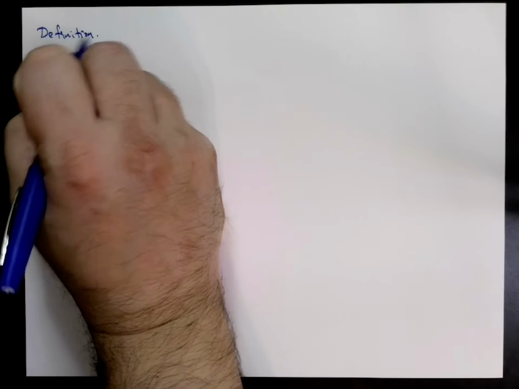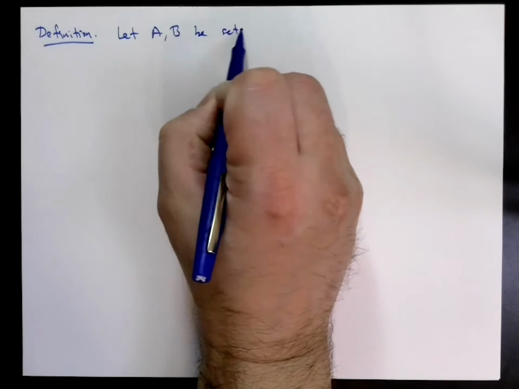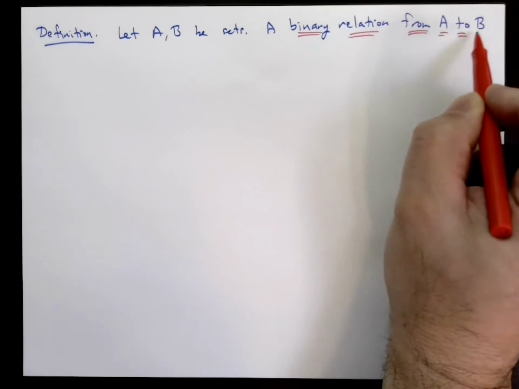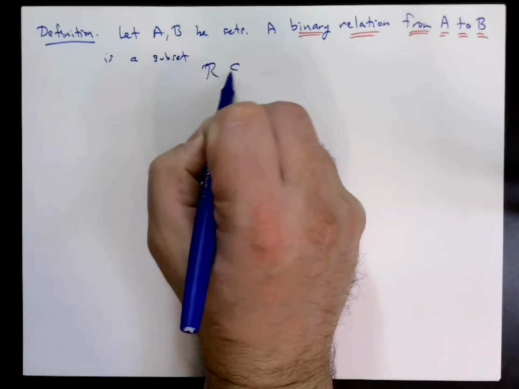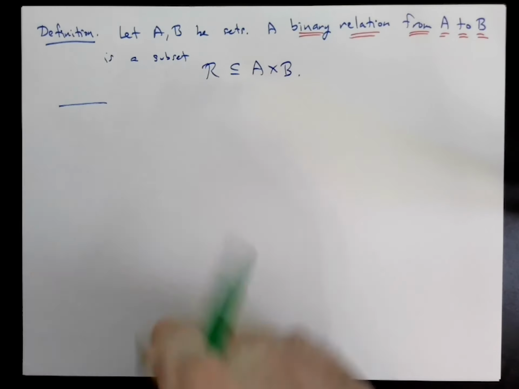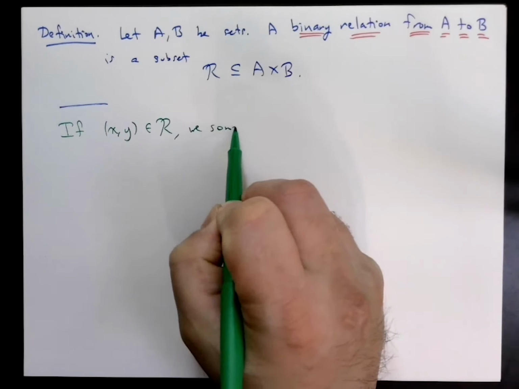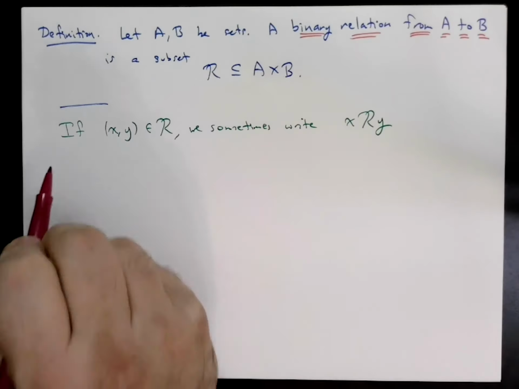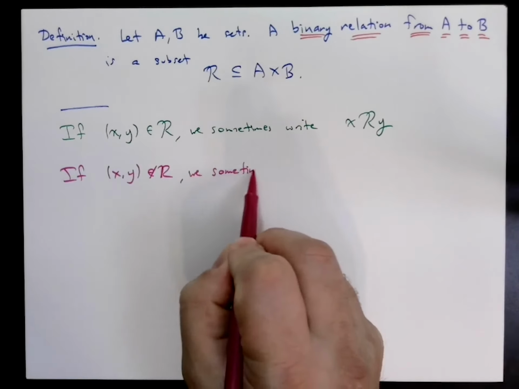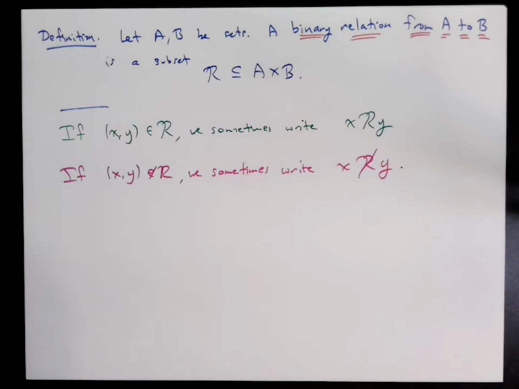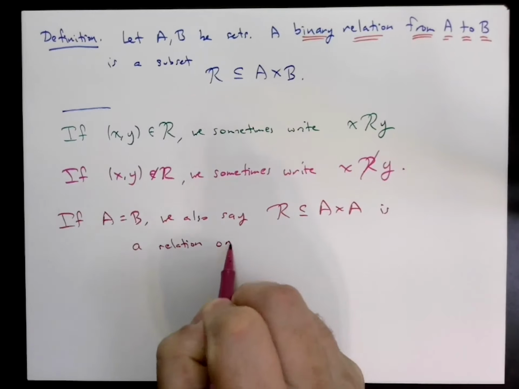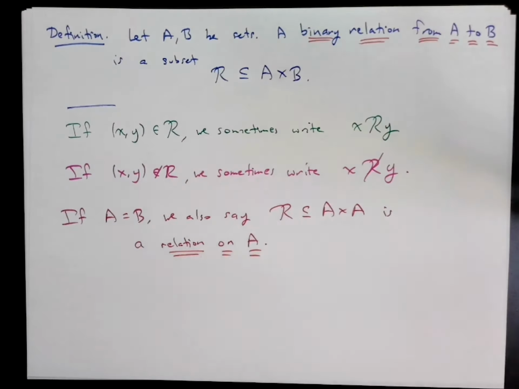Let A and B be sets. A binary relation between A and B, or sometimes a relation between A and B, is a subset of A times B. If the pair (x, y) is in R, we sometimes write x R y. If the pair (x, y) is not in R, we might write x R/ y. When A equals B, so that R is a subset of A times A, we say that R is a relation on A. Here we give a series of examples.